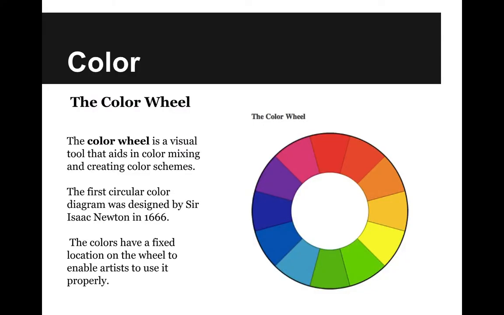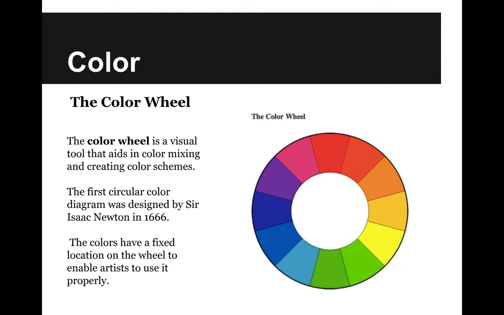All right, so we're gonna go to the color wheel, and the color wheel is kind of fun. The color wheel is a visual tool that aids in two different things. It helps us mix colors. So if I want to know how to make orange, I can use the color wheel, and I'll be like, oh, hey, here's orange. Orange is between the color red and the color yellow. Oh, okay, so I mix red and yellow to make orange. Oh, that's cool. And it also helps us create color schemes.